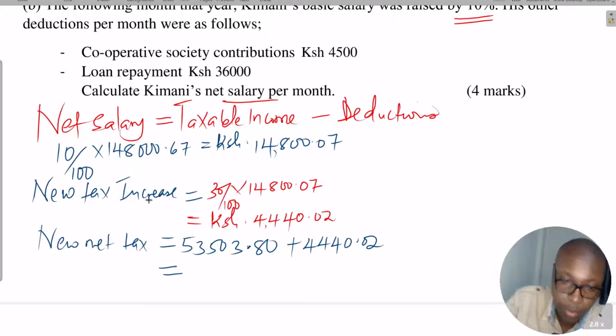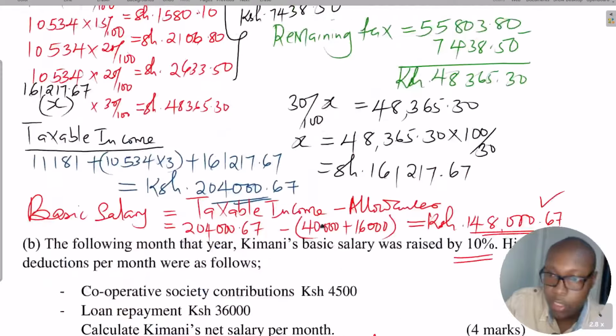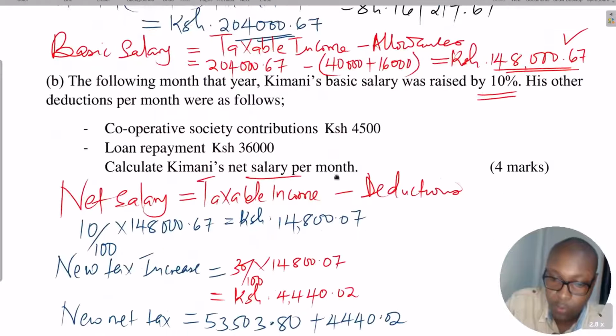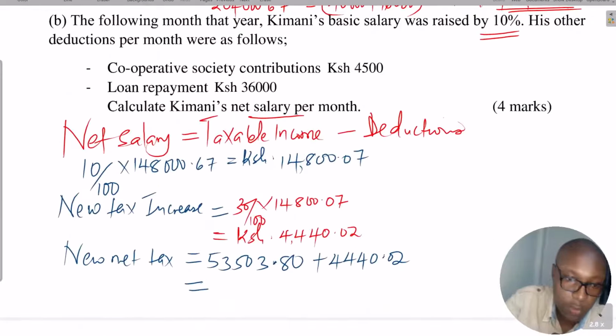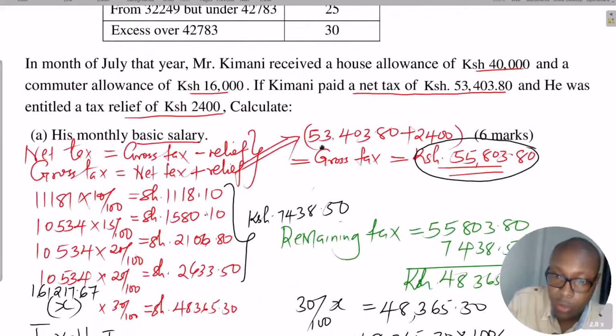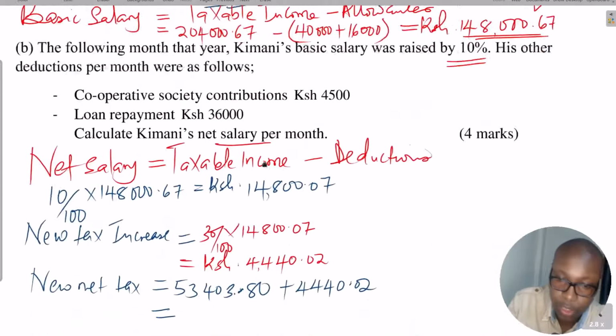I think I missed. Is it the net tax, the new net tax? Let me confirm this. It was 53,403. Confirm that. 53,403, not 503. That was the original. It was here. Net tax 53,403 and 80 cents. Just confirming that. So that was the initial net tax.